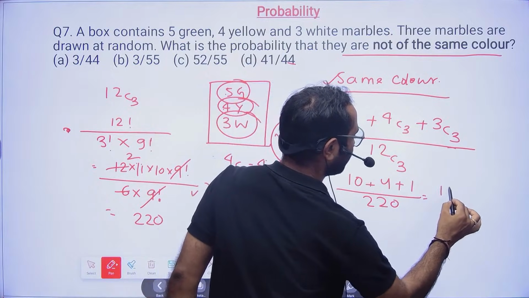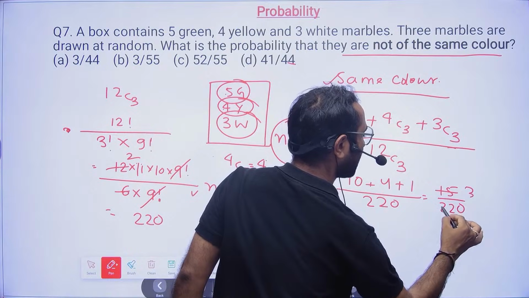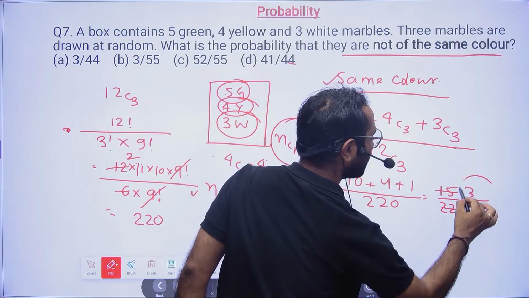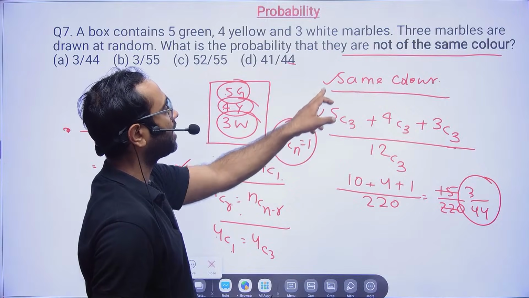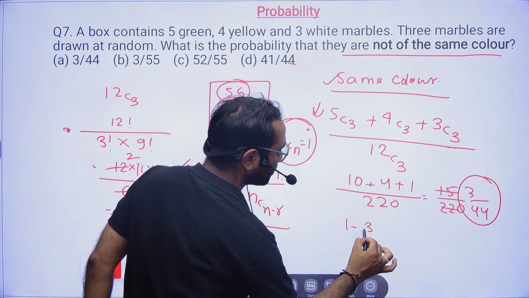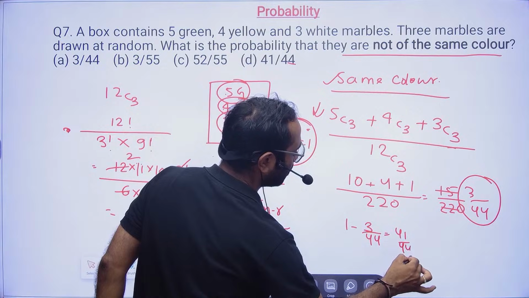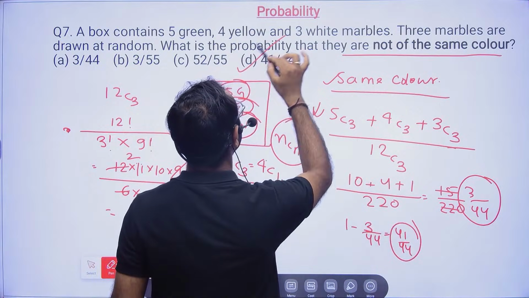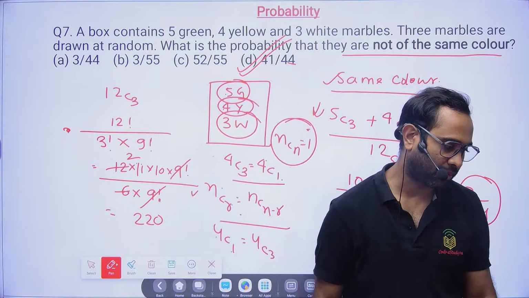Now I got 15 divided by 220. 5 threes are 15 and 5 into 44 is 220. So 3 by 44 is the probability of the same color. Now if you don't want the same color, just subtract it. So it will be 41 by 44, and that will be your correct answer. Option D becomes the correct answer for this particular problem.